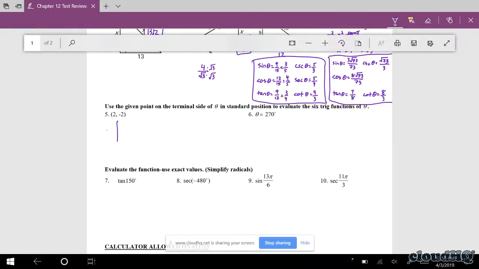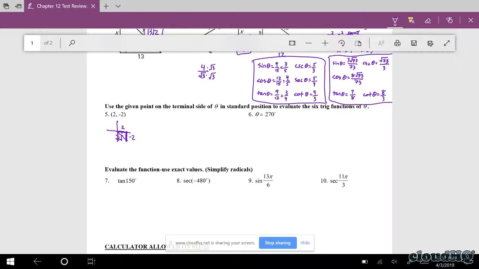Number 5, we need to put 2, -2. That point, our terminal side goes through there. Well, that means that if we make a triangle here, the x part, the horizontal part, was 2, and then we went down 2, so that's a -2. If we do Pythagorean theorem, or actually you could realize that since those sides are congruent, it doesn't matter that one's negative, it's a 45, 45, 90 triangle.